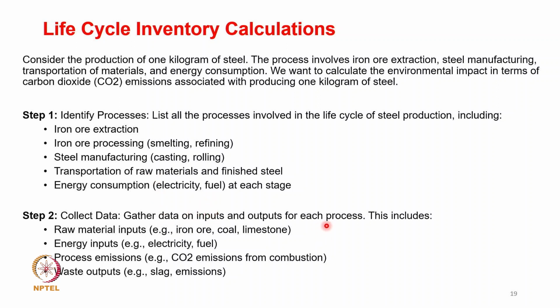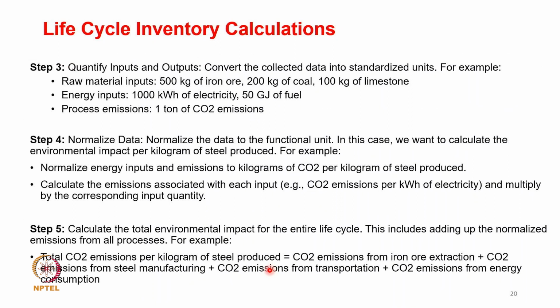In step 2, what do you have to do? You have to gather the inputs and outputs of each process, which include raw materials, energy inputs, process emissions, and waste outputs. And step 3 is quantifying this. So, convert the data collected into standardized units. For example, raw material inputs: let's say 500 kg of iron ore, 200 kg of coal, 100 kg of limestone. The energy inputs are 1000 kilowatt hours of electricity, 50 gigajoules of fuel, and process emissions of 1 ton of CO2, and so on and so forth. So you quantify that.